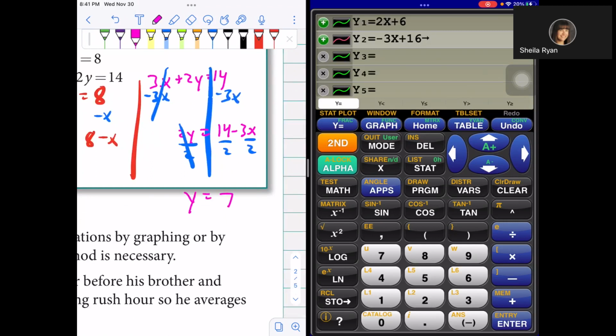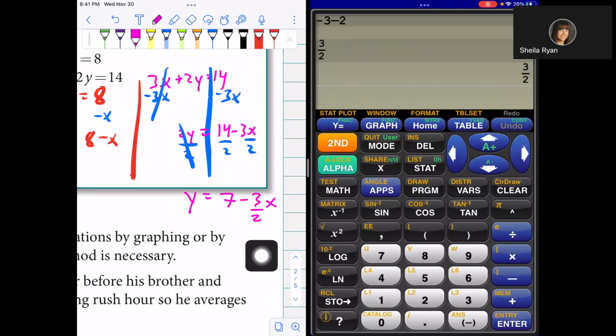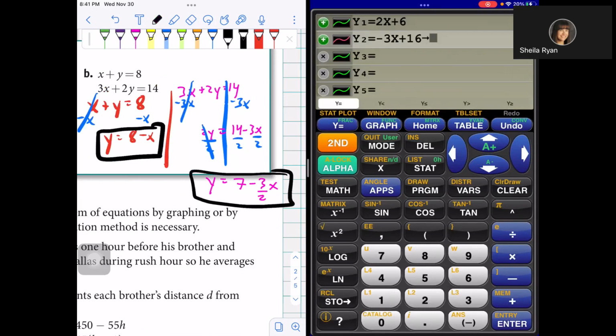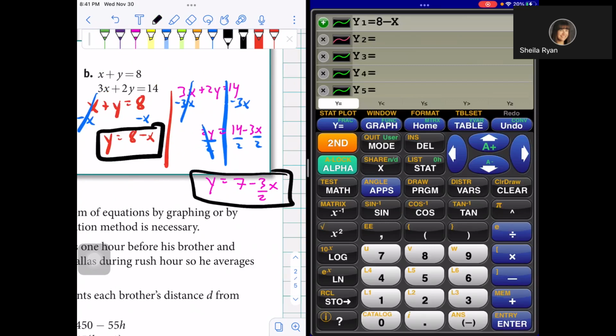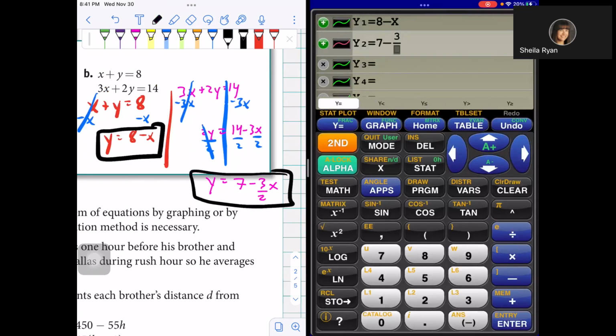14 divided by 2 is 7, minus 3 over 2x. Okay, 3 over 2 cannot be simplified, so we would just leave it at minus 3 over 2x. So now that we have both of these equations solved for y, we can look at those graphs: 8 minus x and 7 minus 3 over 2x.